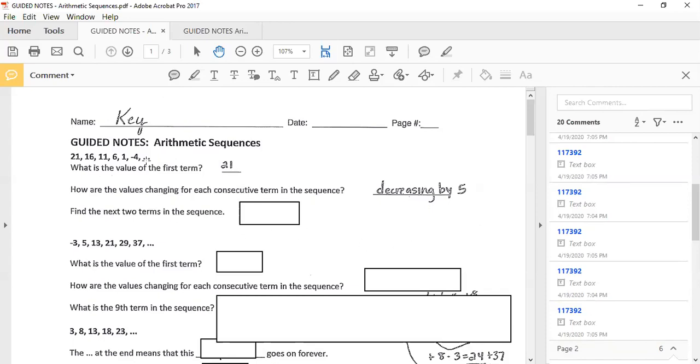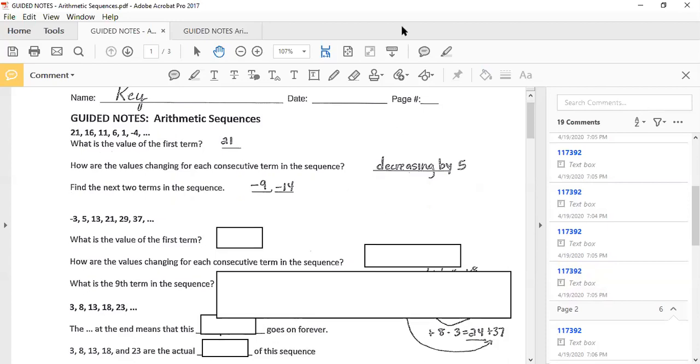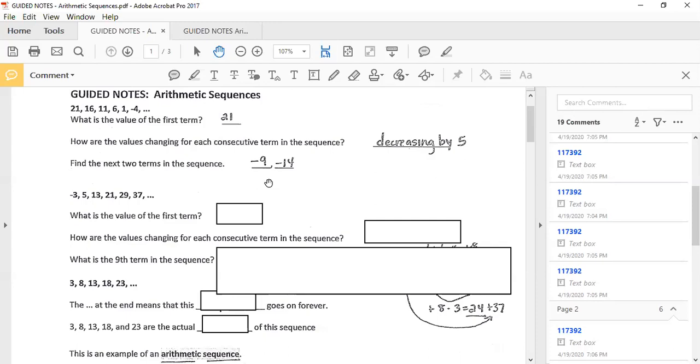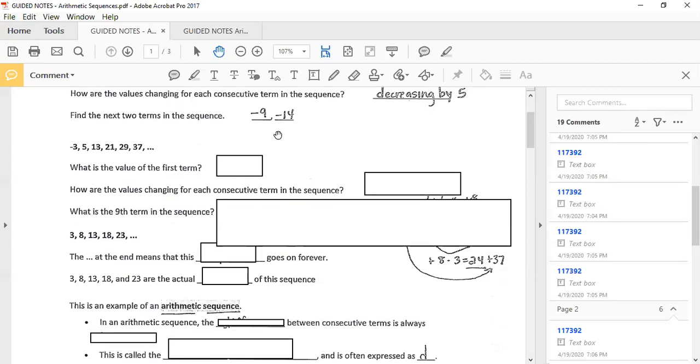So then you guess the next two terms in the sequence. If you do -4 minus 5, you're going to get -9. -9 minus 5, you get -14. So there it is right there. Okay. So that's what we're doing here. We got addition and subtraction sequences or patterns. Okay. Here's the next one.